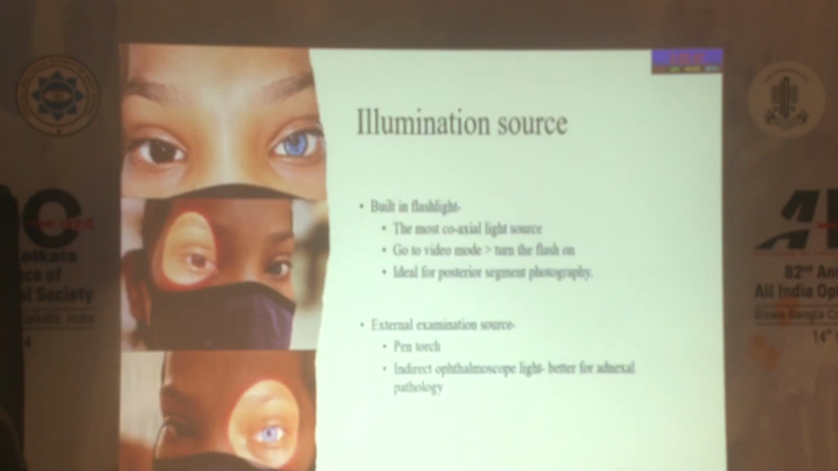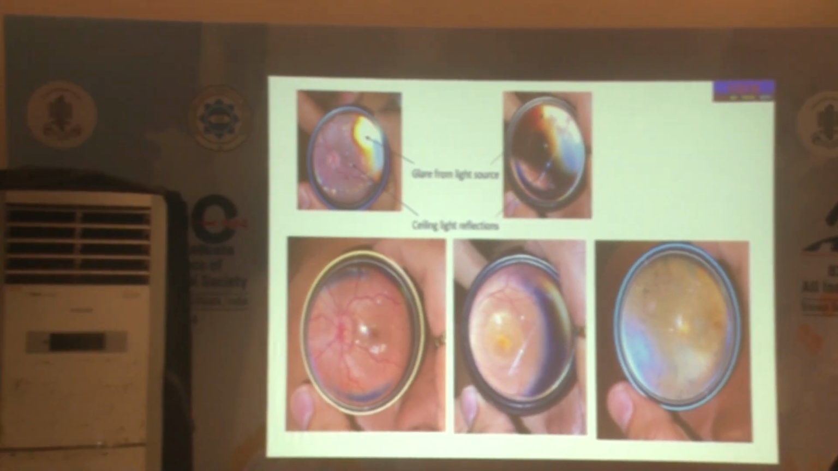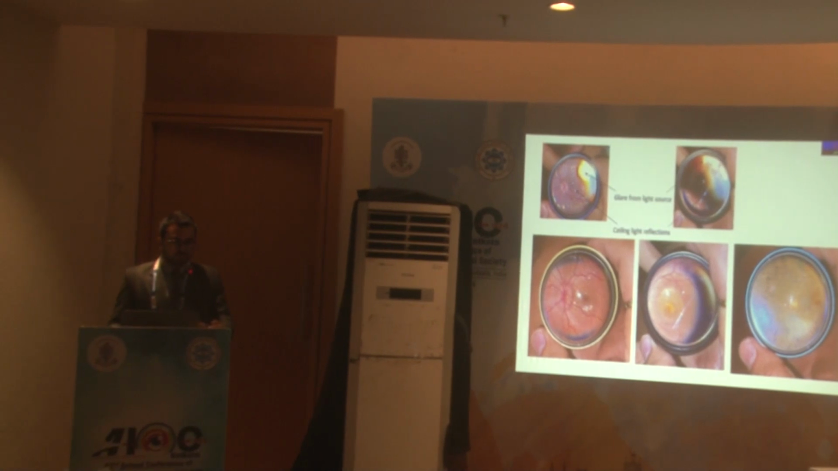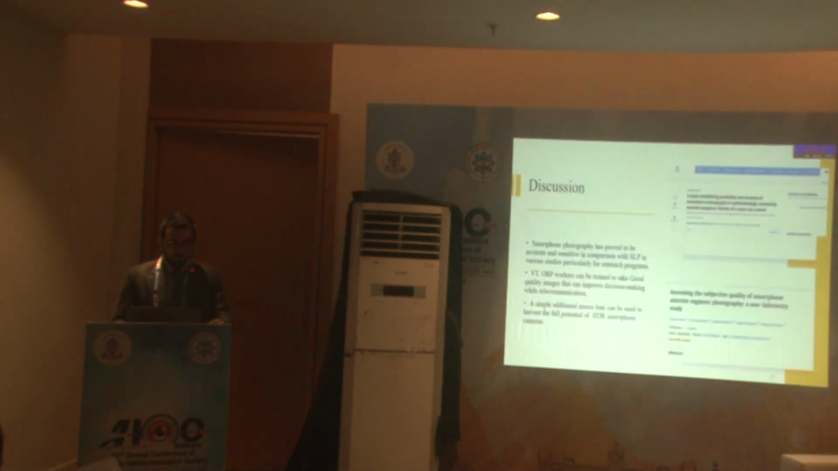For the illumination source, we can use the built-in flashlight or an external pen torch or indirect ophthalmoscope for illuminating the pathology. Smartphone fundus photography: the same can be applied to take images of the fundus by using a 20D lens and focusing properly. Initially you may face difficulties like glare or reflections of the light, but while practicing for a bit you can obtain good images just with the help of your phone.